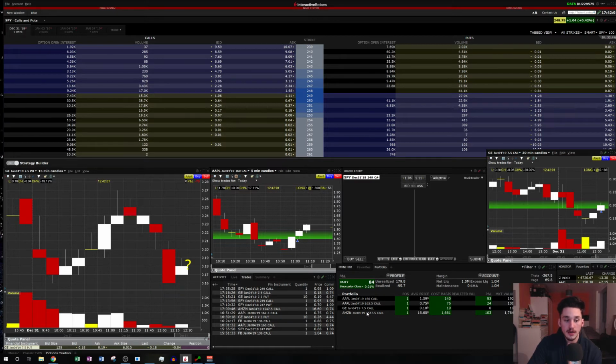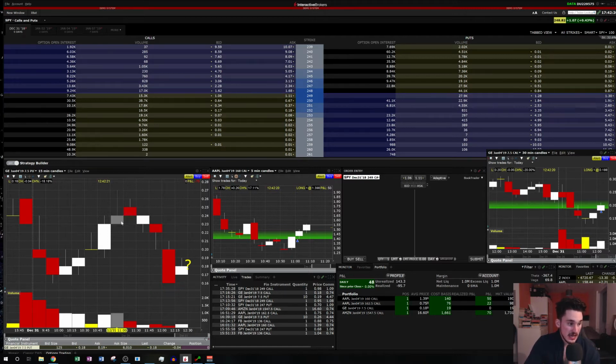Okay, it's a call, and I bought the 750 strike price. One contract, and this cost me 19 cents. So 0.18, round it to 19. Obviously it's $19, because 19 cents times 100 is basically $19.